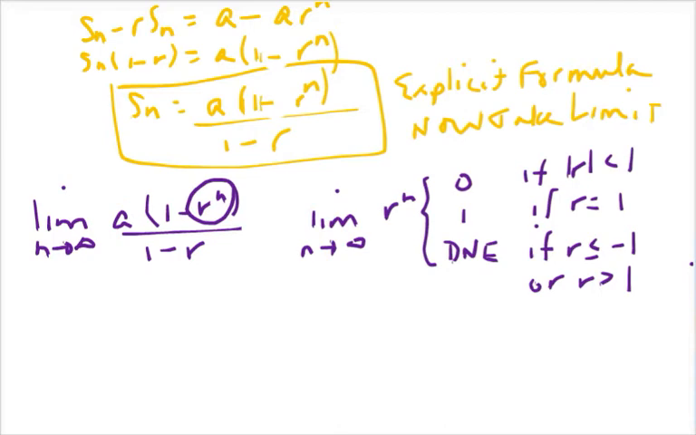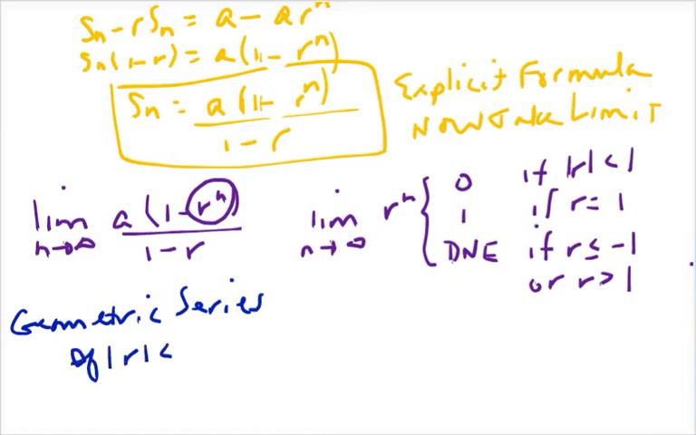So in summary, for a geometric series, this is the bottom line now. If the absolute value of the ratio R is less than 1, then the series is going to converge.